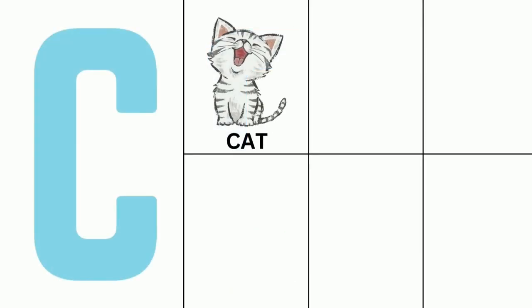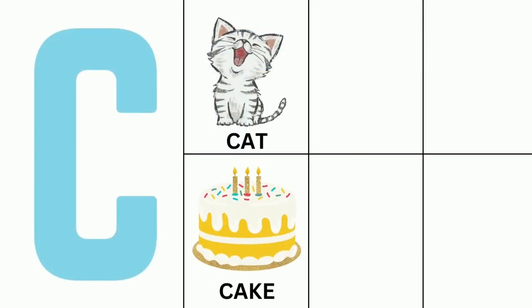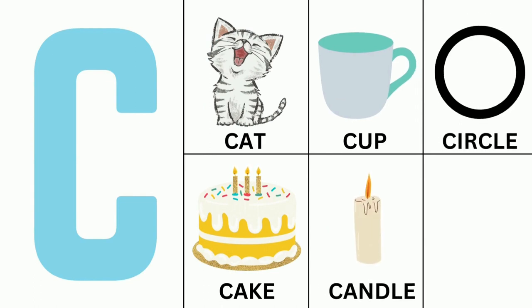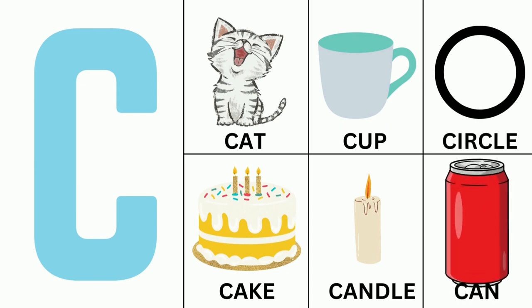C. Let's learn the words that start with C. C for cat. C for cake. C for cup. C for candle. C for circle. C for can.